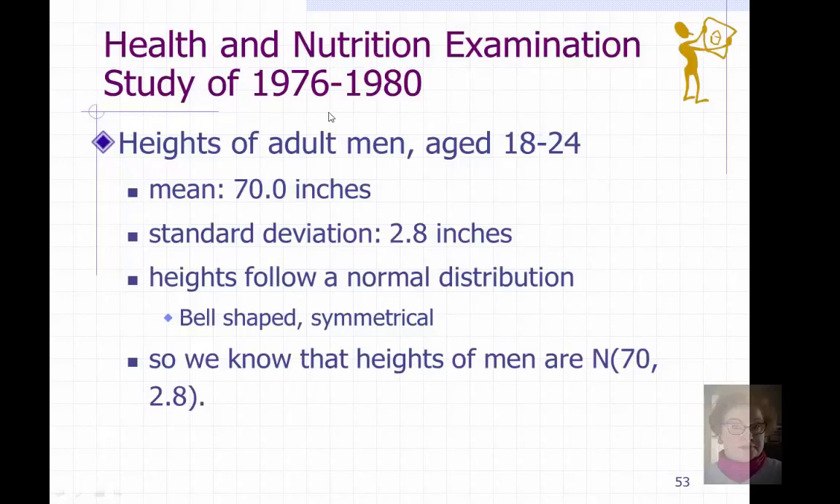So this study was performed in the late 70s, and they found that the mean height of adult men 18 to 24 was 70 inches. The standard deviation was 2.8 inches. They did a graph of the data and found that it was bell-shaped and symmetrical. So that means it's a normal distribution. When we have a normal distribution, we use a capital N just to stand for normal. The first number is our mean, and the second number in the parentheses is our standard deviation.